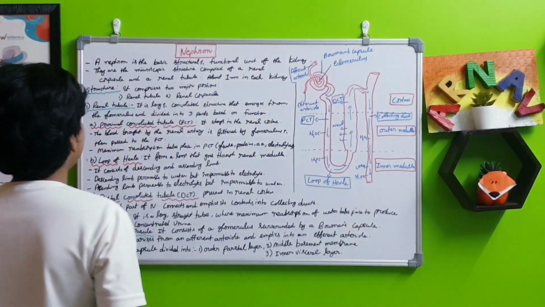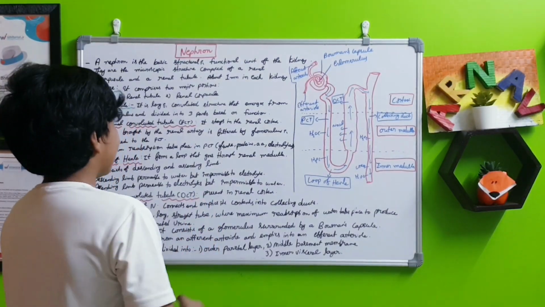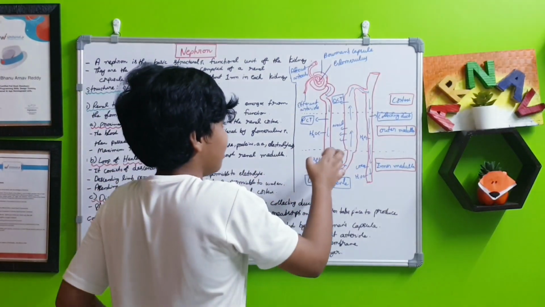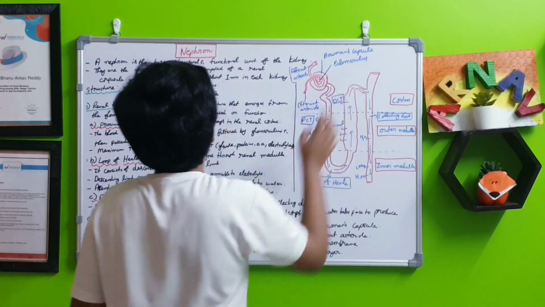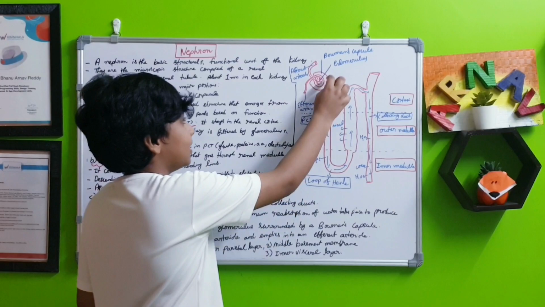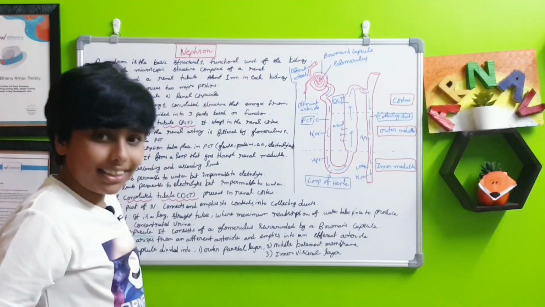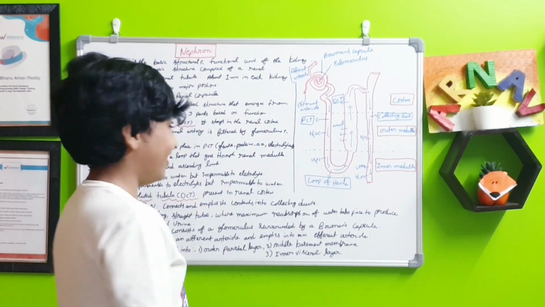So the structure comprises two major portions. That is the renal tubule, the most of the part of the nephron, and then the renal corpuscle, which is just this round part here. We're going to discuss about it later in this video.